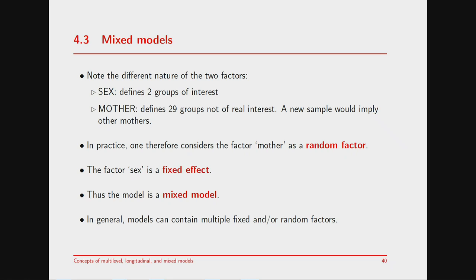So where it really comes down to is the fact that we have two factors here, the mother effect and the gender effect, but they're of a completely different nature. The gender effect is a traditional effect. The beta parameter is a traditional parameter. If I would repeat my experiments, I would again be interested in estimating the difference on average between males and females. So I would again be interested in estimating that same parameter beta.